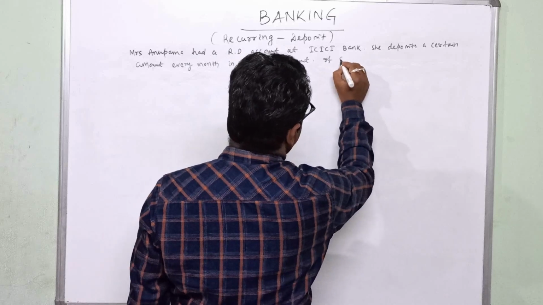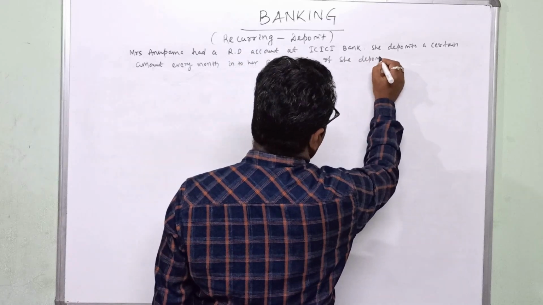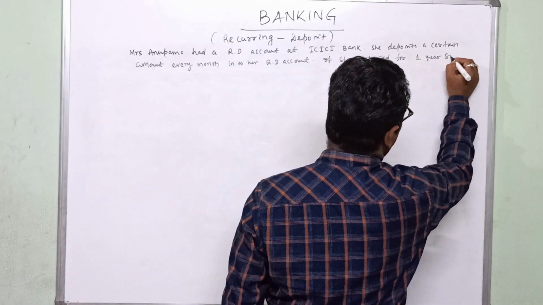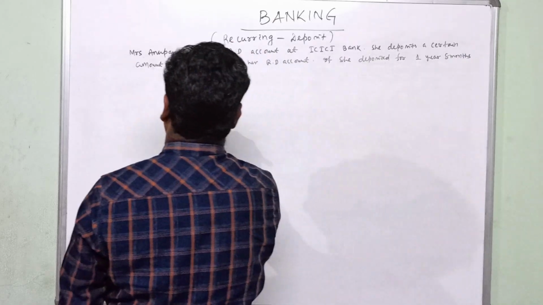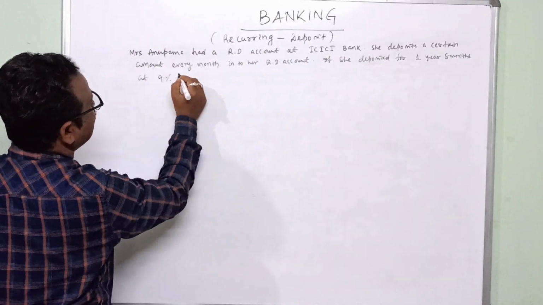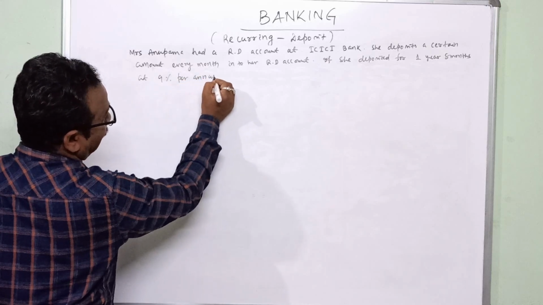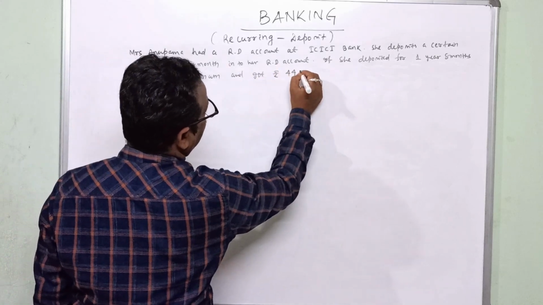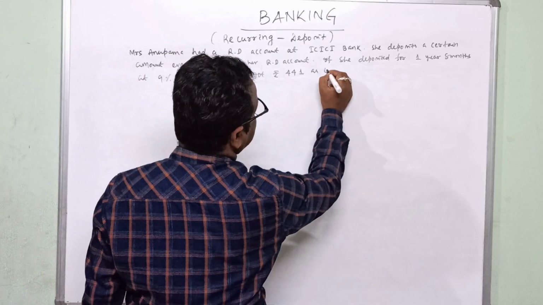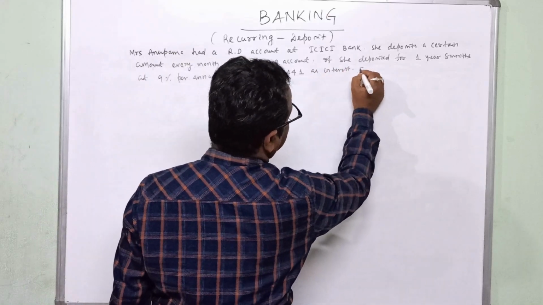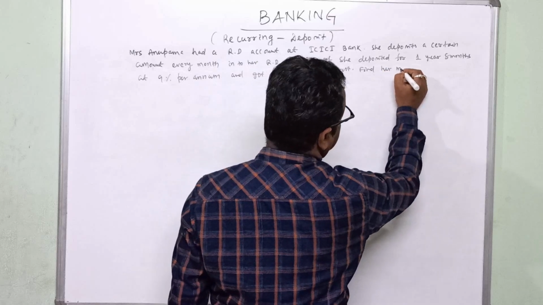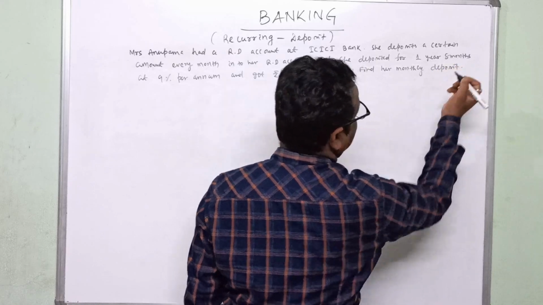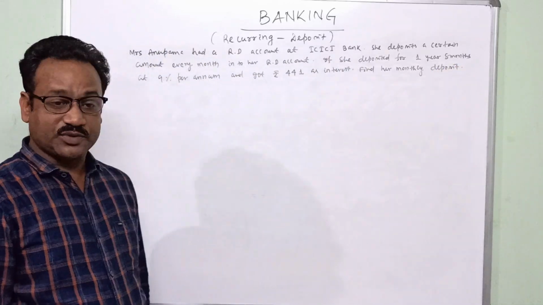If she deposited for 1 year 8 months at 9% per annum and got rupees 441 as interest, find her monthly deposit. Find her monthly deposit.